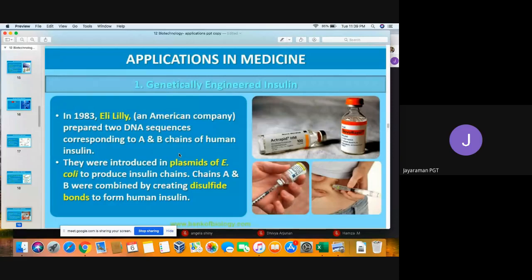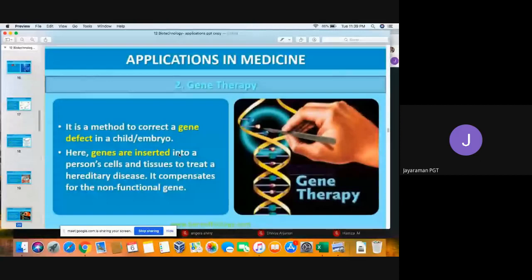Next one is gene therapy. So in gene therapy, what is happening? The picture shows a faulty gene. Genetic engineers remove the faulty genes and replace them with the correct gene. Like in an ornament, if a stone is faulty or missing, you can replace it. In the DNA, a particular sequence is nothing but the gene. That faulty gene is removed and the new gene is inserted.